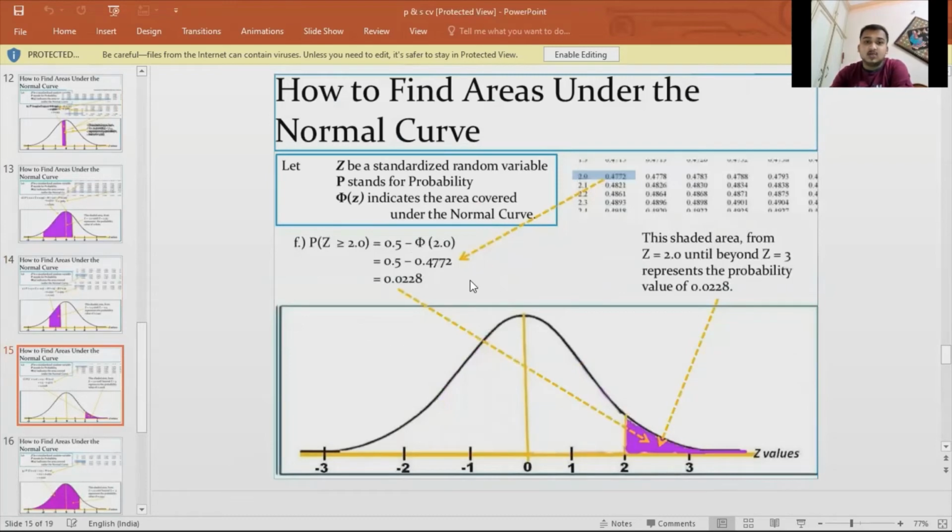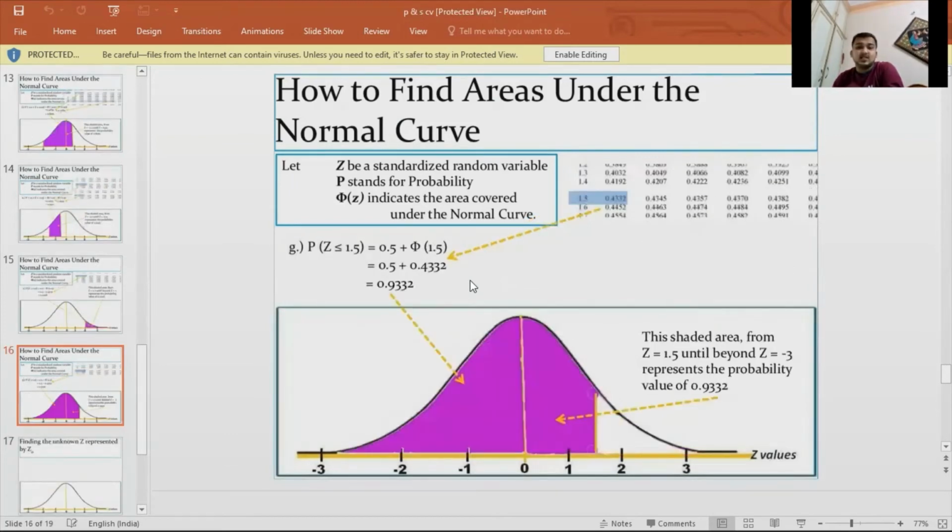How to find areas under the normal curve? P of z greater than 0.2 equals 0.5 minus Phi of 0.2. Since 2.0 is the highest probability density, the greater-than values are taken, and we know that probability lies between 0 and 1. Therefore, from minus 2 to 2, minus 2 to 0 is 0.5 and 0 to 2 is again 0.5.